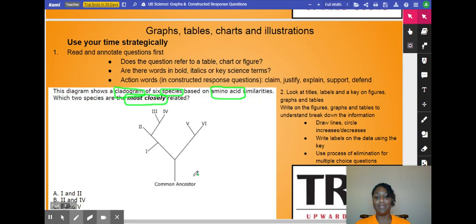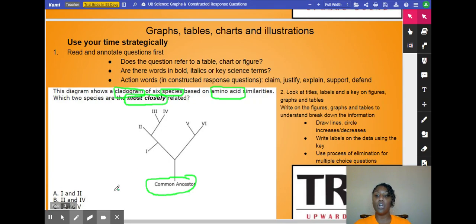And I think we're good. So now let's look directly at the diagram, and we see another science term, common ancestor. That's going to be important also. So now we know that we're looking at a cladogram. That's going to tell us what type of diagram this is. We're looking at different types of species, we're looking for amino acid similarities, and we're looking for the species that are most closely related in this diagram.